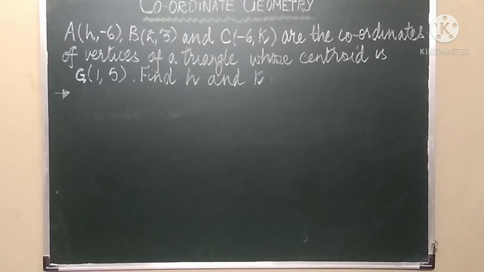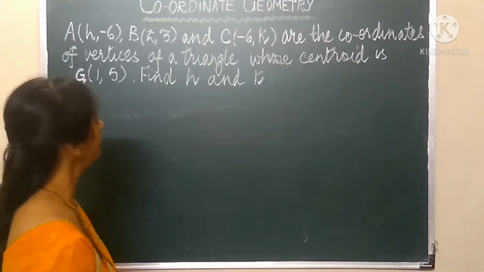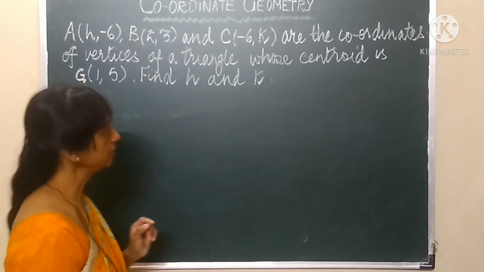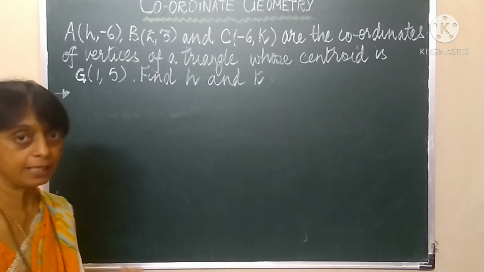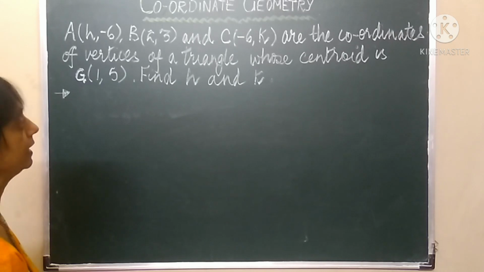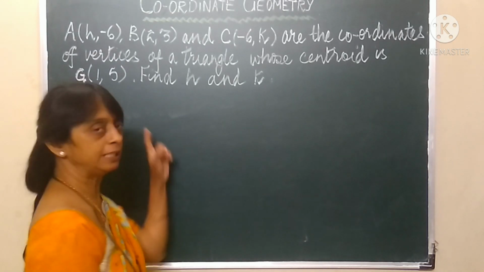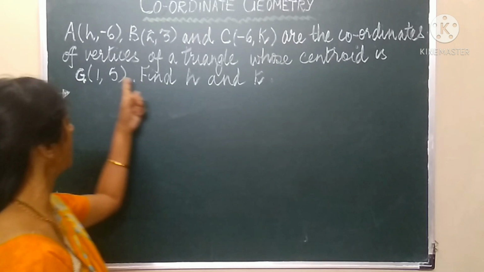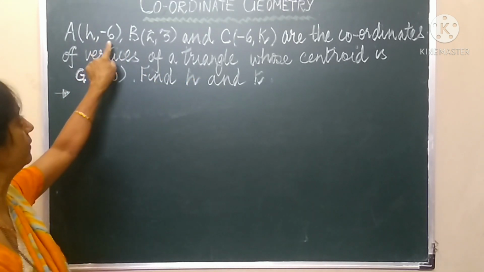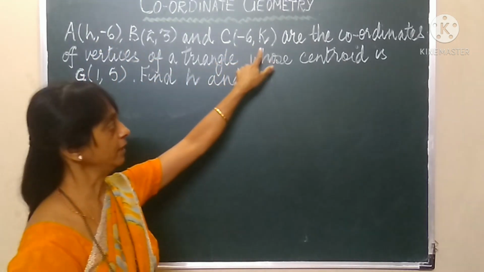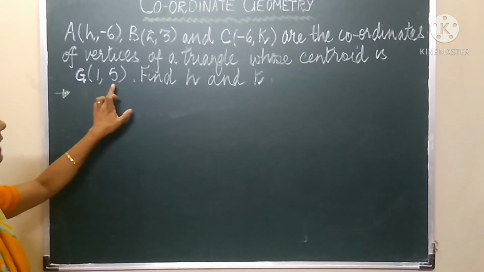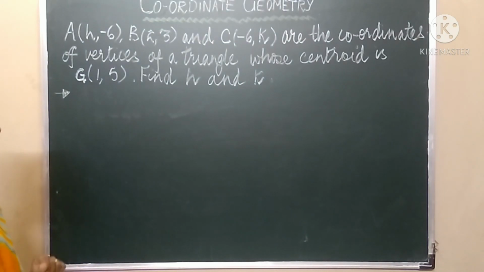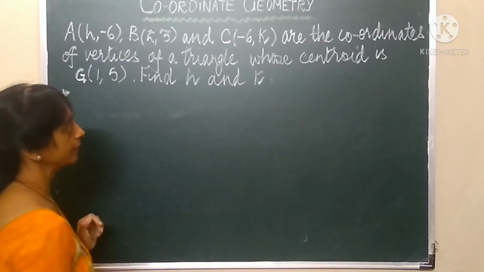To begin with the next practice set problem of the chapter Coordinate Geometry, let's read the problem written on the board. A with coordinates (h, -6), B with coordinates (2, 3), C with coordinates (-6, k). These are the vertices making up the triangle ABC as (x1, y1), (x2, y2), (x3, y3), and the coordinates of the centroid are given as (1, 5). We have to calculate the value of h and k.